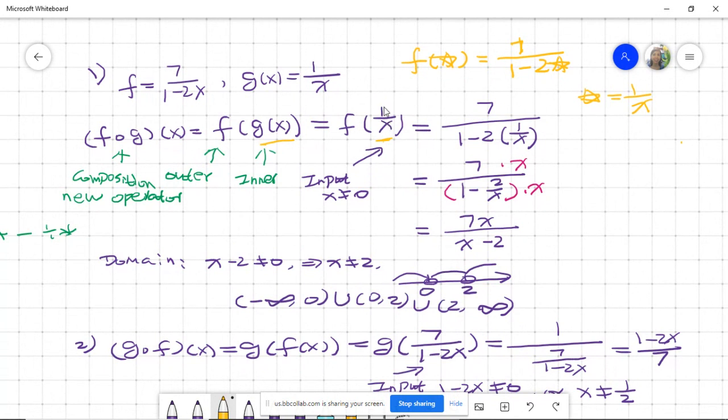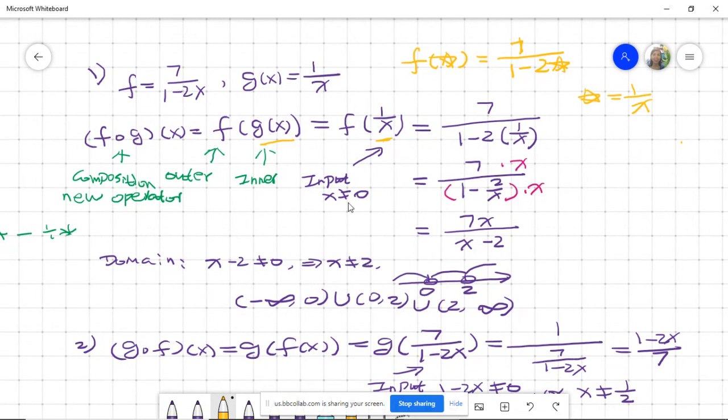So we have to make sure this complies with the two rules we had earlier. This doesn't have a square root. This does have x in the denominator, so the denominator cannot be 0. So x cannot be 0, right? That's the input. And the output also has to be meaningful. The output also has x in the denominator. Again, the entire denominator cannot be 0. So x minus 2 cannot be 0. If you solve this, x cannot be equal to 2.